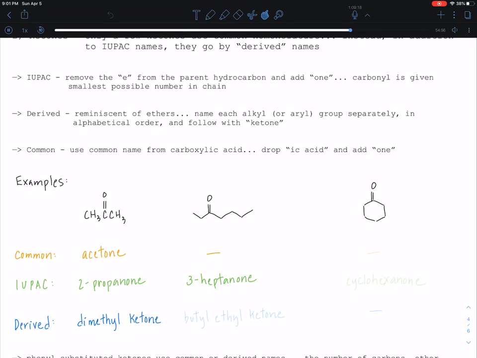For the derived nomenclature, I'm going to find the carbonyl, and I'm going to look at the groups on either side of it, just like I did with the ether. So I've got an ethyl group on the left, and a 1, 2, 3, 4, a butyl group on the right. In alphabetical order, it would be butyl, ethyl, and then ketone.